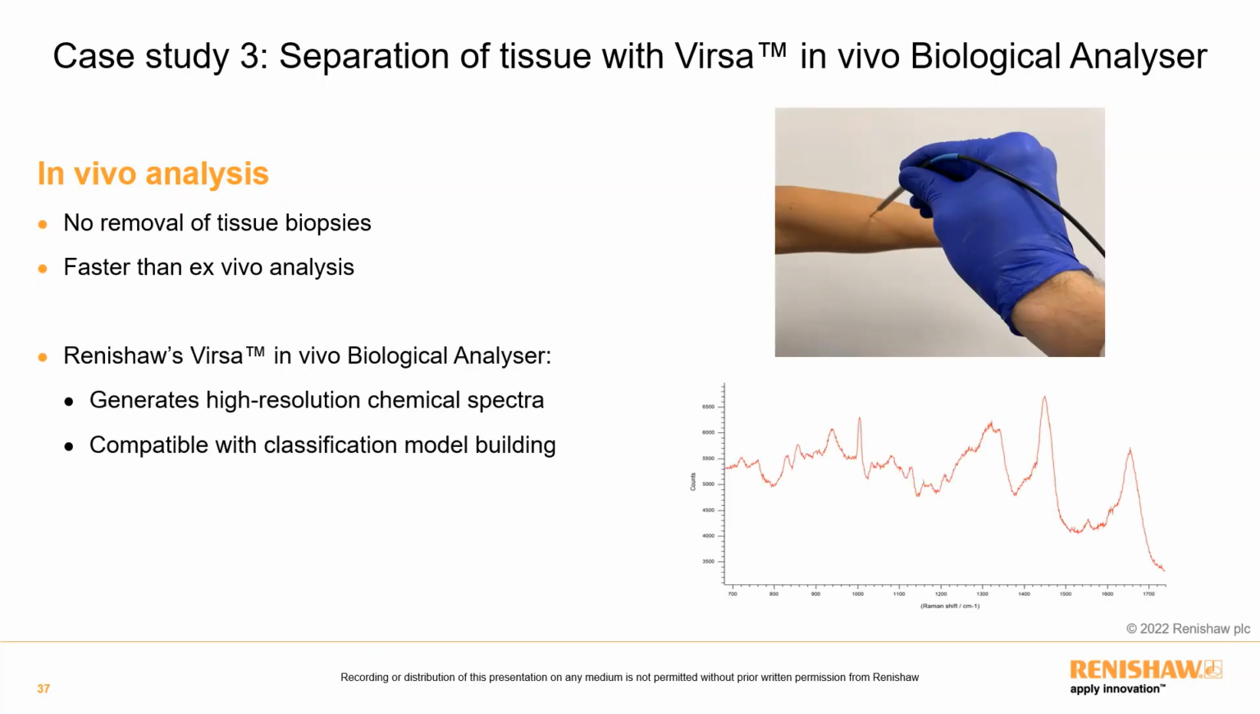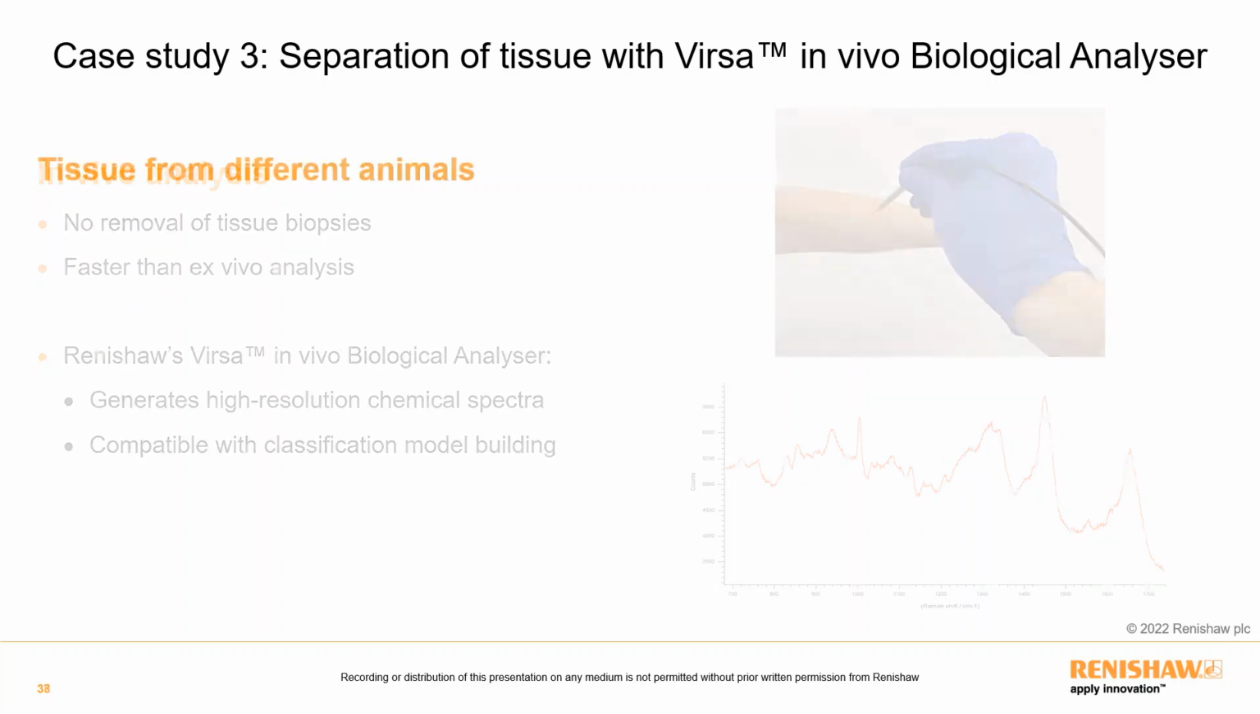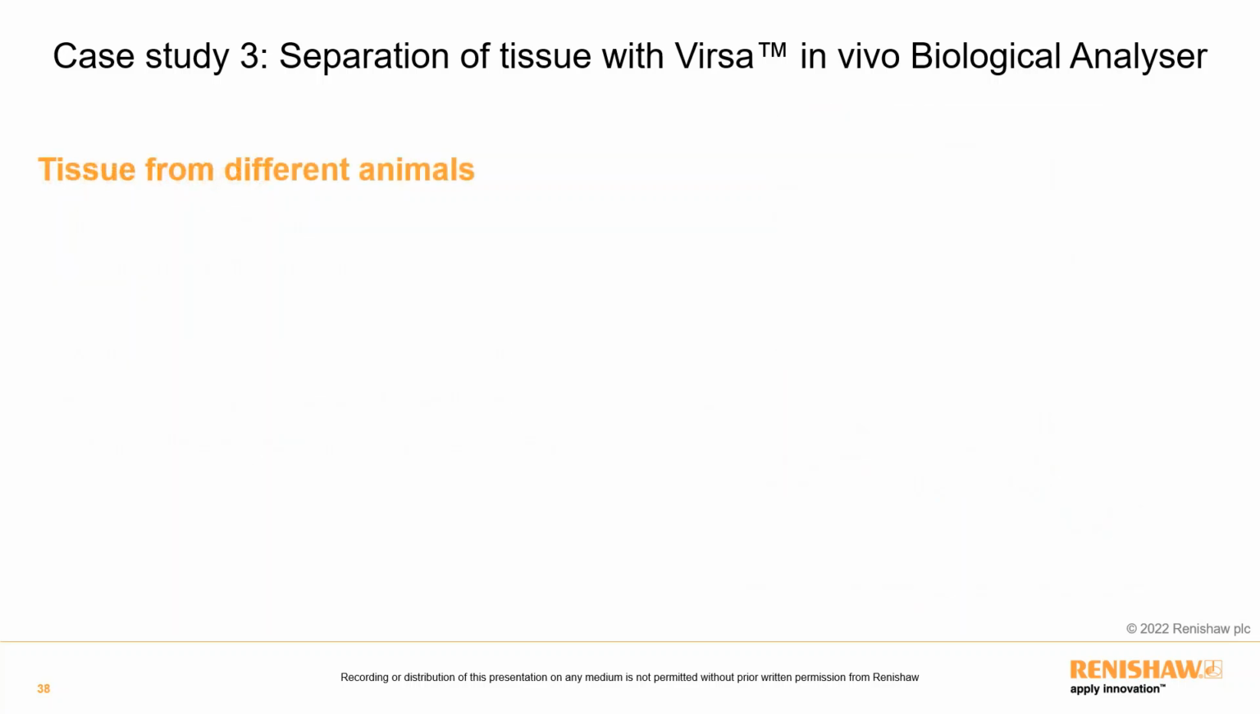The probe-based system gives high-resolution chemical spectra, which are comparable to spectra collected using non-probe-based systems. These spectra can be used to build classification models to separate different tissue types. We first assessed the ability of the system to separate tissue from different animals.